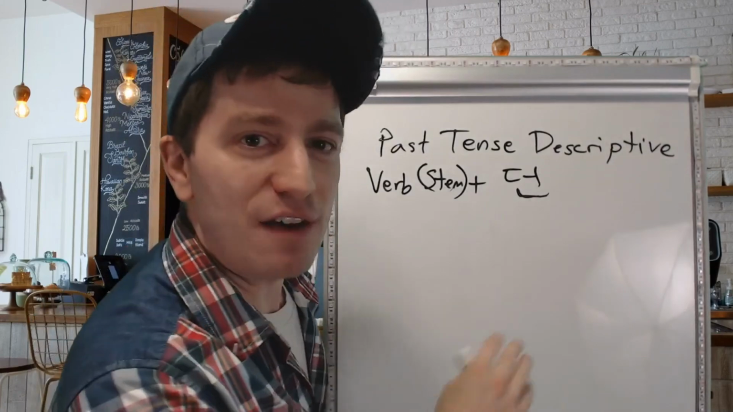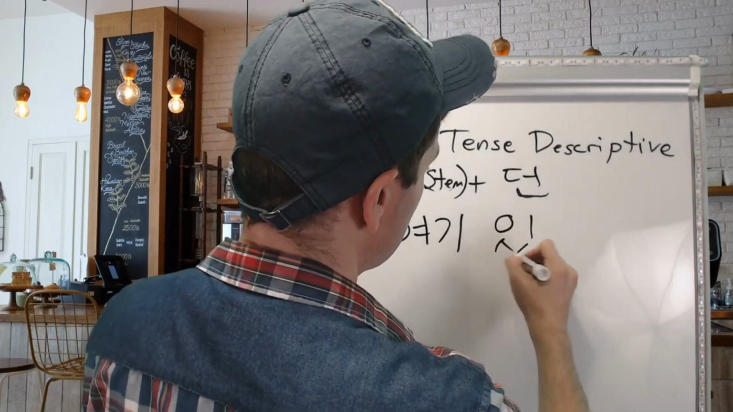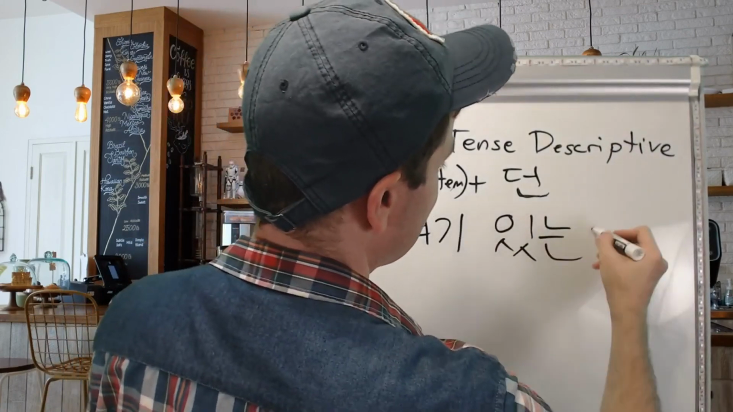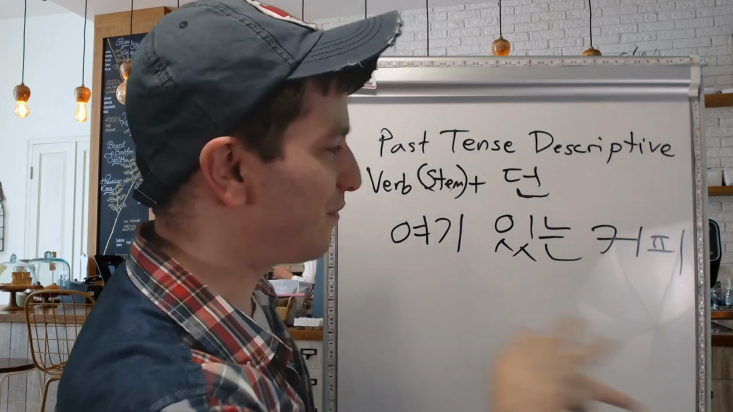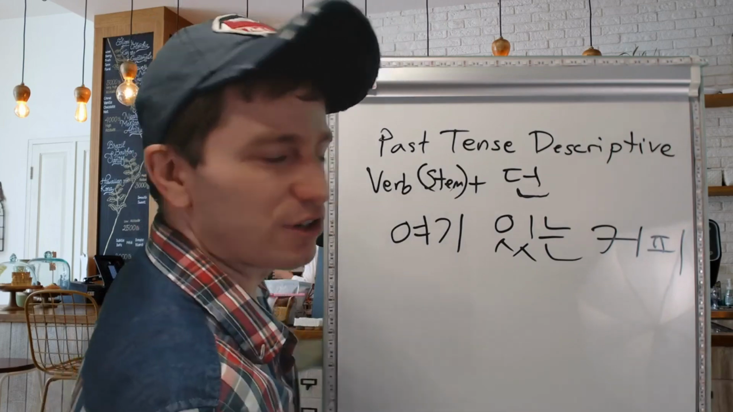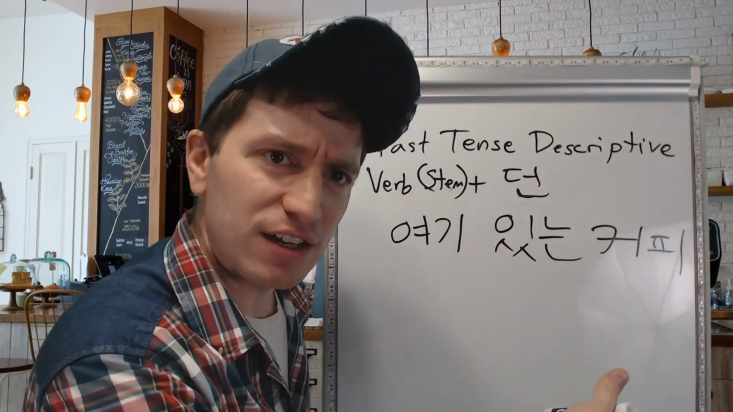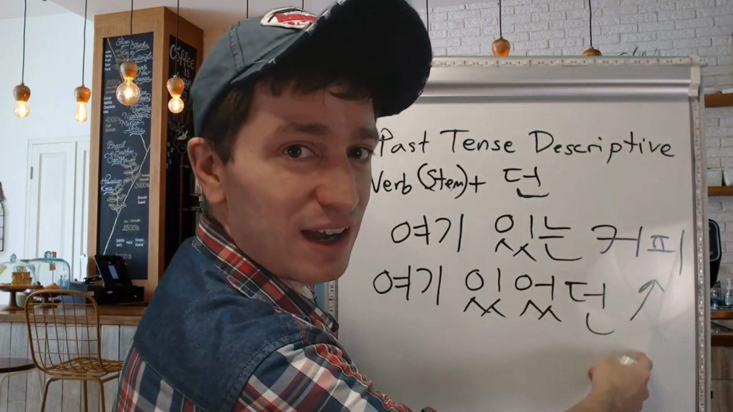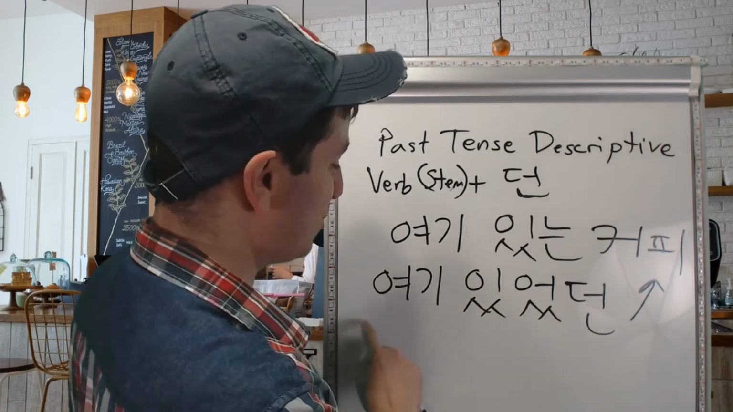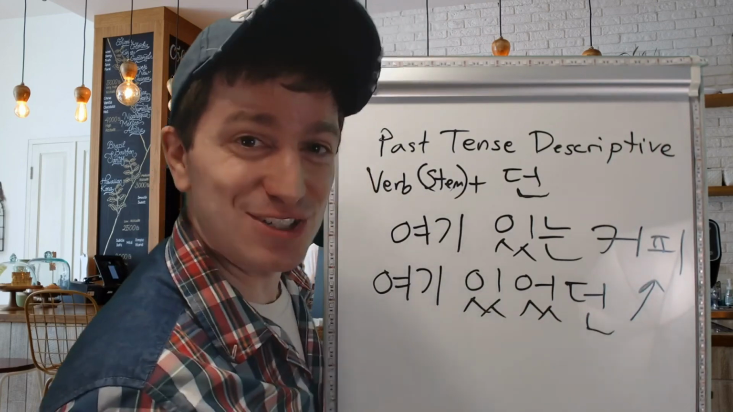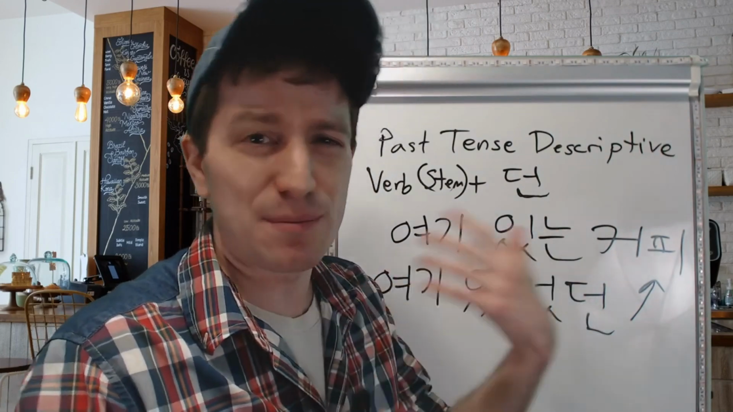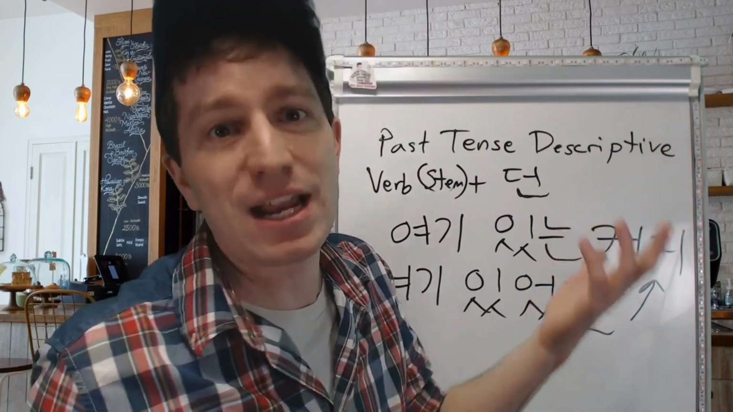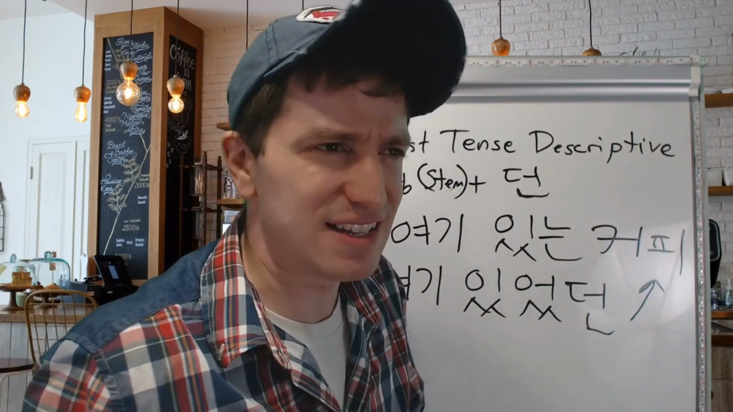Let's do this. The coffee that was here. First, let's just do that is here. 여기 있는 커피. 여기 있는 커피 제가 마셨어요. So I drank the coffee that is here. What if your friend walks in and you're like, hey, where's the coffee that was here? 여기 있었던 커피가 어딨어? 누가 마셨어? 여기 있었던 커피. Where did it go? Who drank it? If the context requires specifying that something was in the past tense as an adjective, it'll sound natural. If the context doesn't require it, it sounds really unnatural.